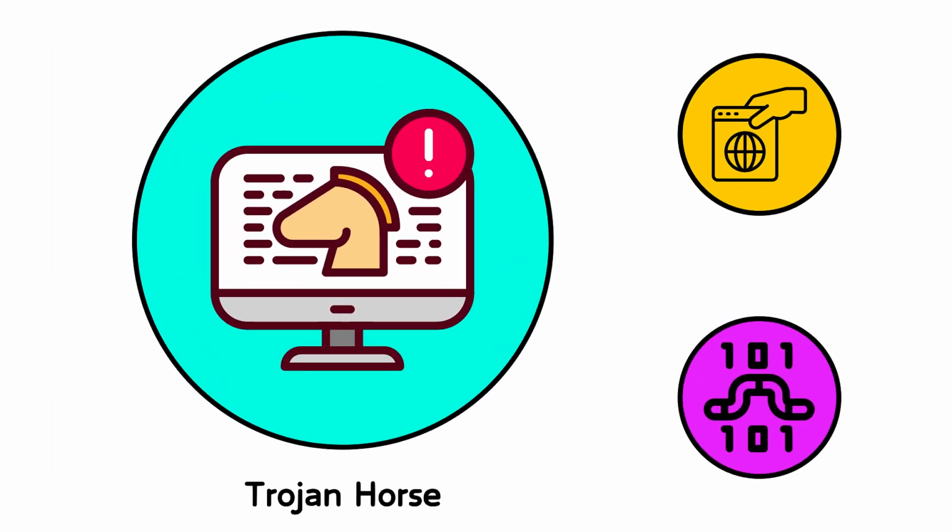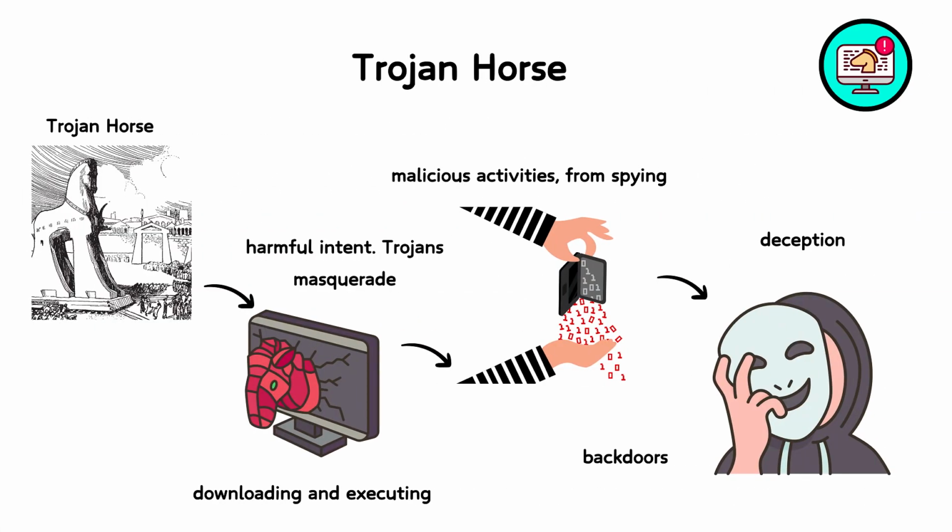Trojan Horse. A Trojan horse, in the digital world, acts much like the wooden horse in the ancient story of Troy, appearing harmless or even beneficial while hiding harmful intent. Trojans masquerade as legitimate software, tricking users into downloading and executing them. Once activated, they can perform a range of malicious activities, from spying on user activities, spyware, to creating backdoors for other malware to enter. Unlike viruses, Trojans do not replicate by infecting other files, nor do they propagate by themselves. Instead, they rely on the deception of users.